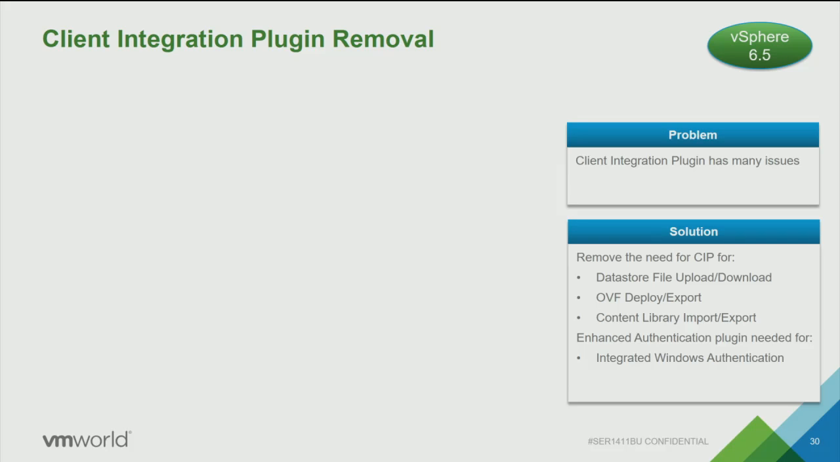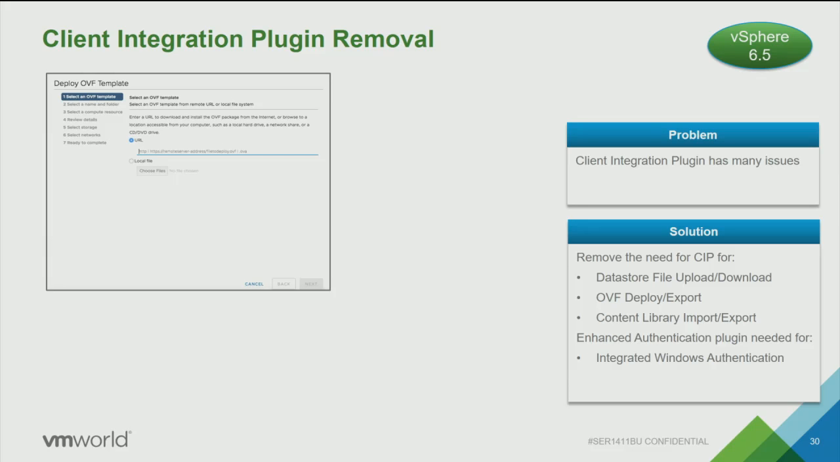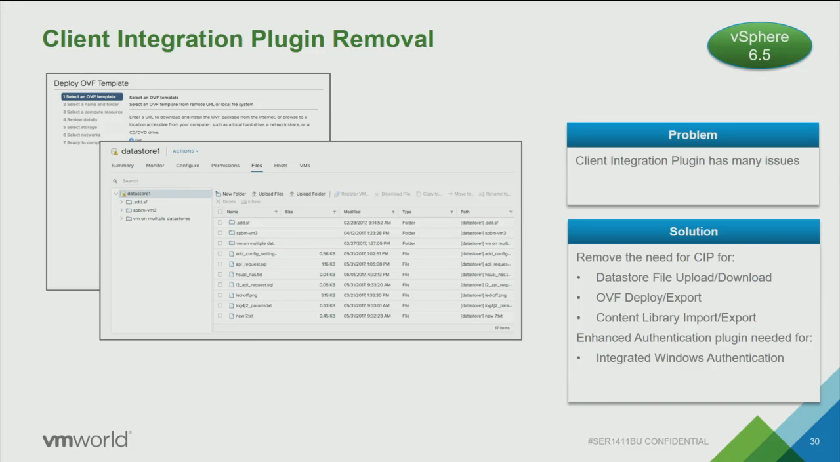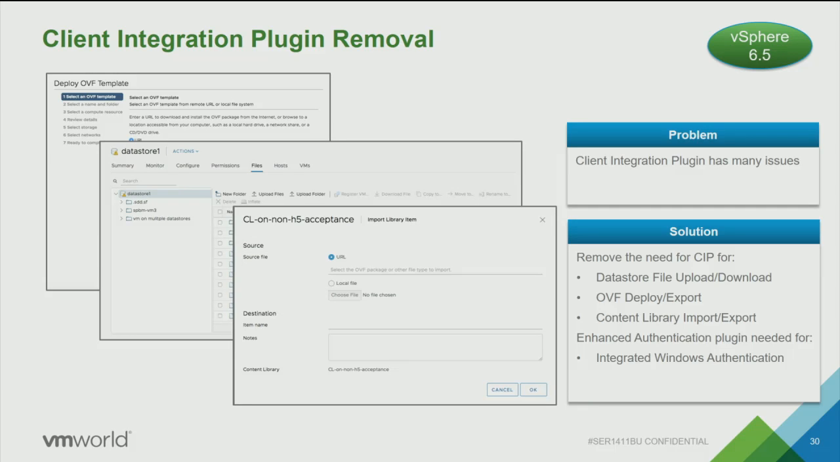So client integration plugin, still not there in the HTML5 client. You'll see that OVF deploy will work, datastore upload and download will work, and content library import and export will work, again, without the client integration plugin. It would have been the dumbest thing in the world to say, we're going to get rid of Flash, but you've got to keep installing CIP. Actually, of those two, I don't know which one has worse performance or worse compatibility.